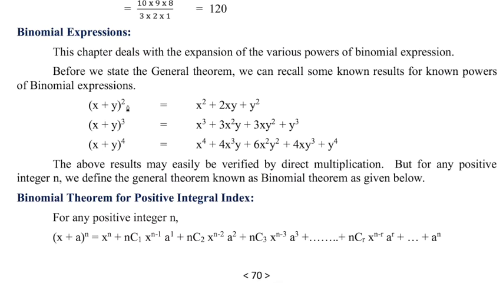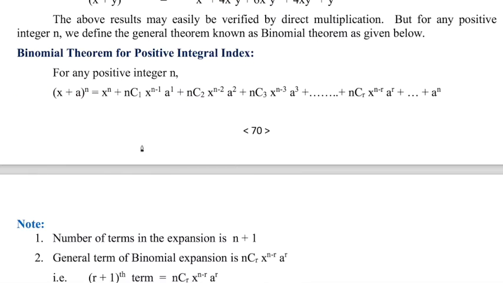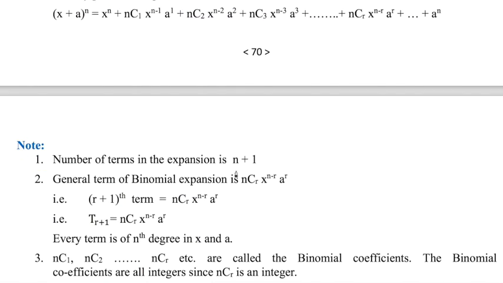See here, this is square, right? This is square. How many terms are there? 3 terms are there. Cube, 4 terms are there. Power 4, 5 terms are there. So if it is power n, n plus 1 terms will be there in the expansion.